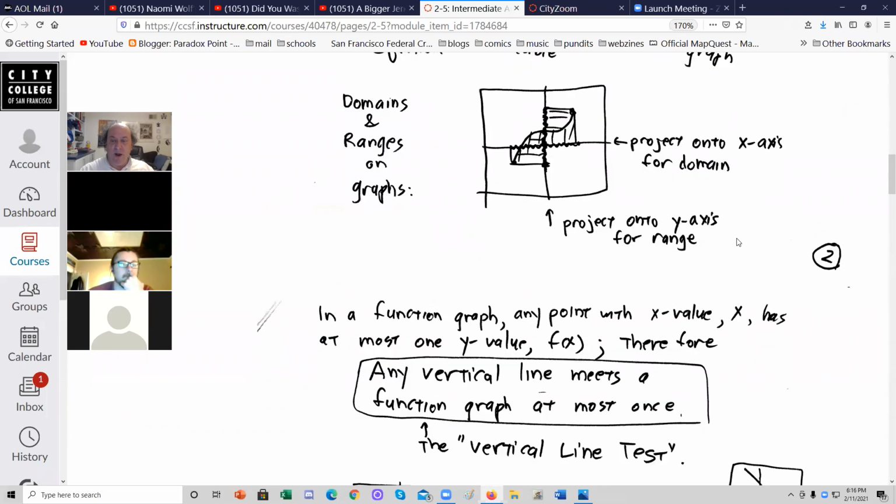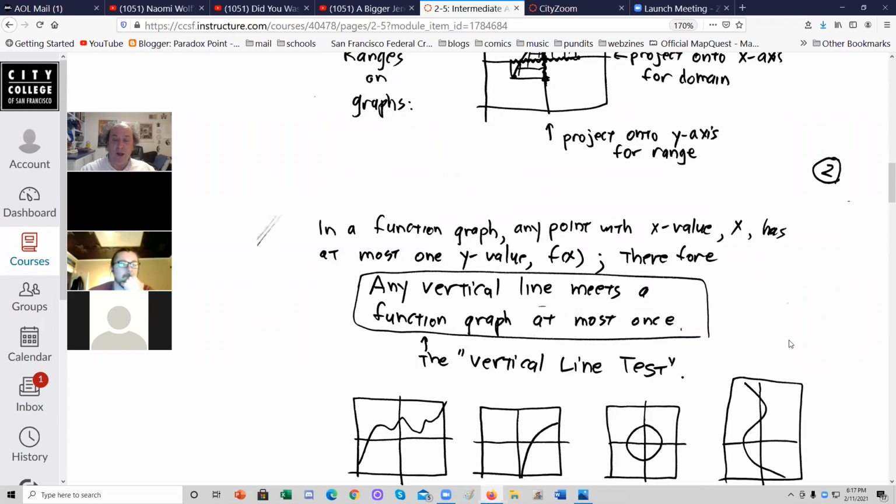Now, if x is a value, then f of x is computed to be a single value. So for any x value, there's at most one y value, at least on the graph of a function. So therefore, any vertical line, a constant value of x, meets the graph of a function at most once. That's called a vertical line test.